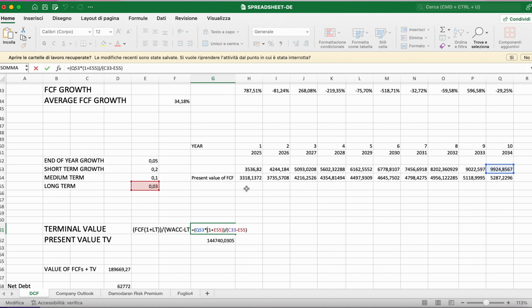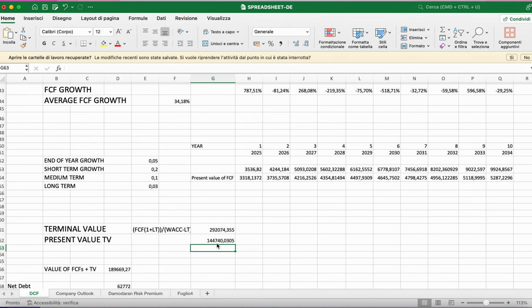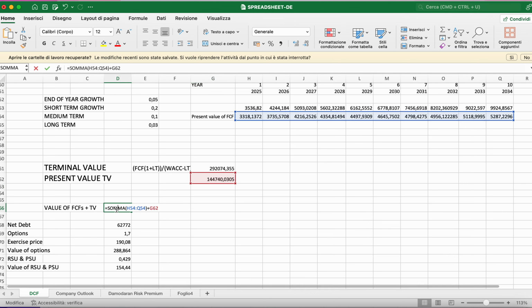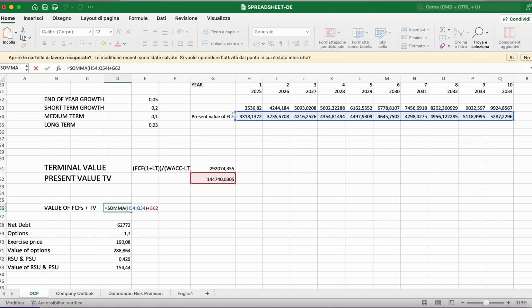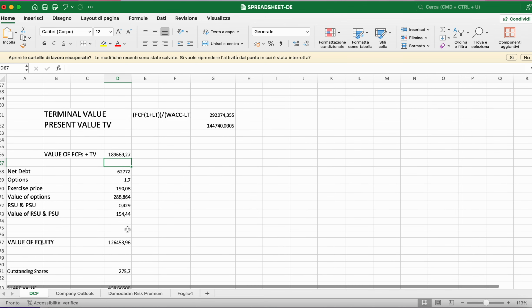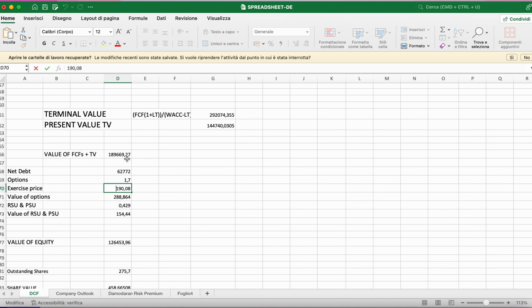Here you have the calculation, and then here's the present value of that figure, and we take the sum of the present value of the free cash flows, and then we add the present value of that terminal value. Then we subtract some of the things that could dilute our position. For example, the net debt position. Here we have almost $63 billion in debt, and we subtract the value of the options.